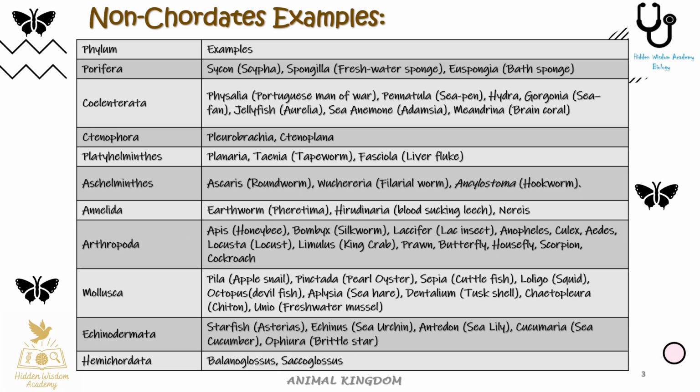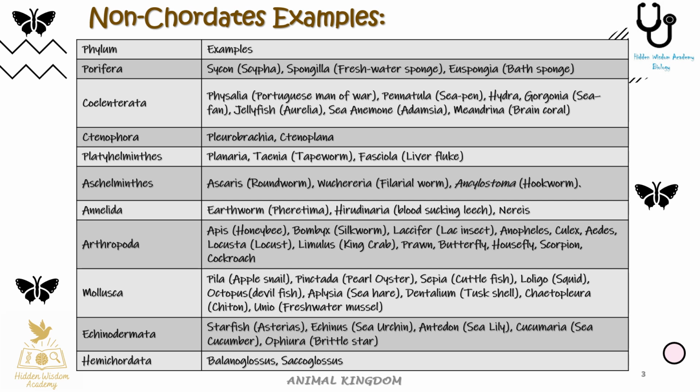Let's explore the fascinating diversity of non-chordates with quick examples for each phylum. Starting with Porifera, we have Sycon, also known as Scypha, Spongilla the freshwater sponge, and Euspongia the bath sponge. Next, in Coelenterata or Cnidaria, notable examples include Physalia, also called the Portuguese man of war, Pennatula the sea pen, Hydra, Gorgonia or sea fan, Aurelia the jellyfish, Adamsia the sea anemone, and Meandrina known as brain coral.